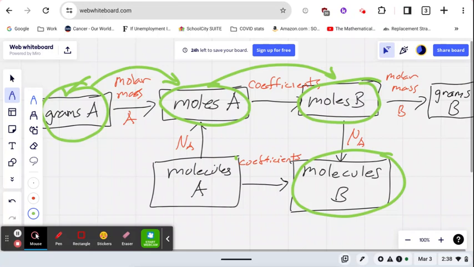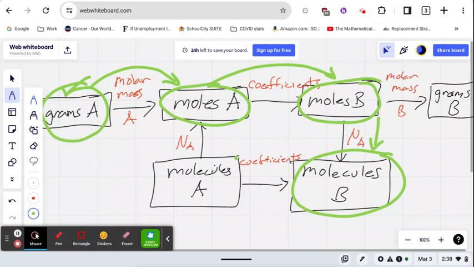The thing is here at the end, instead of turning moles of B into grams of B, you turn moles of B into molecules of B. You go this direction. You multiply by Avogadro's number, and that gets you your answer. Right? So see, all these things are related. We've talked about them before. You know how to turn moles into molecules as well as moles into grams.